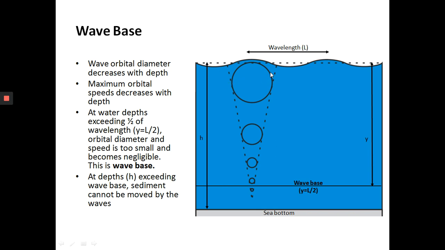Now, if you can imagine diving deeper and deeper into a body of water, you will reach a certain depth where your orbital diameter is too small and the speed of the water molecules is too slow, so that it becomes negligible. Okay, if you were standing on the sea bottom below this depth, there will be no movement of the water, or water movement will be negligible because of the waves. So this depth here is called the wave base.